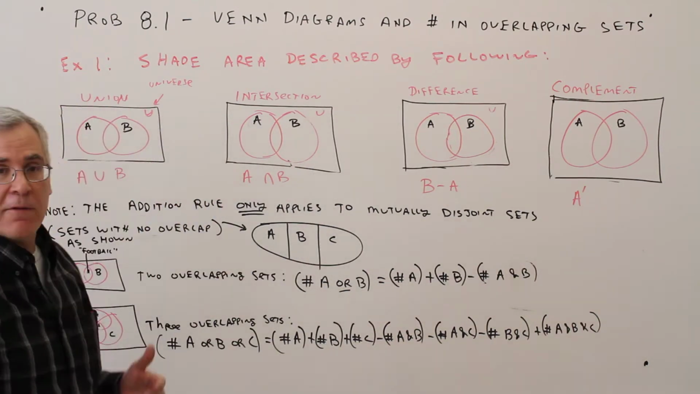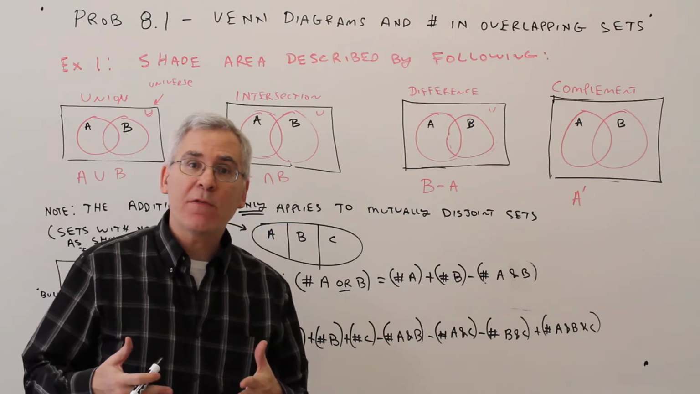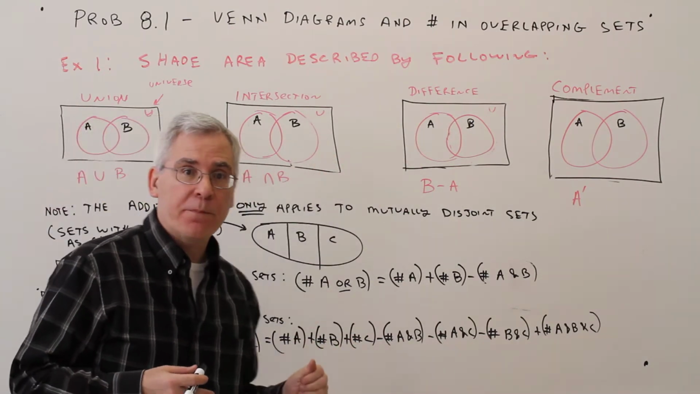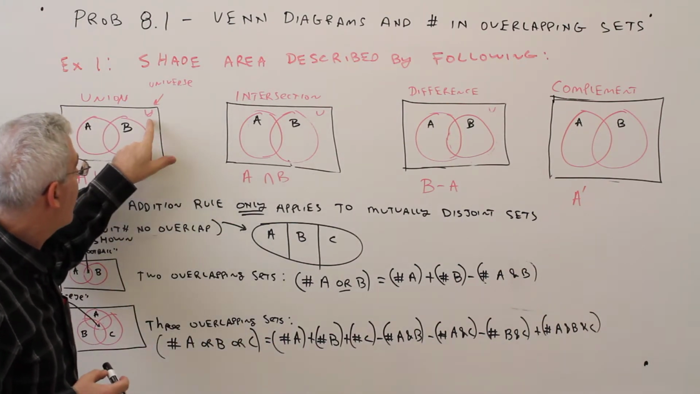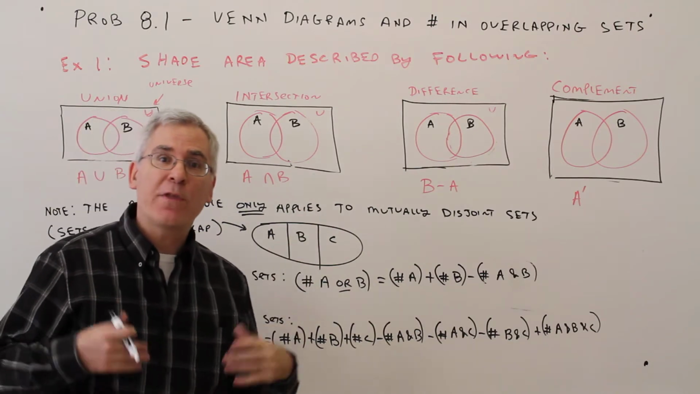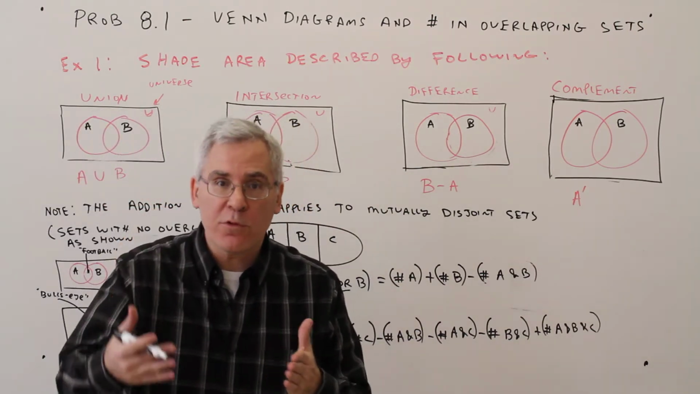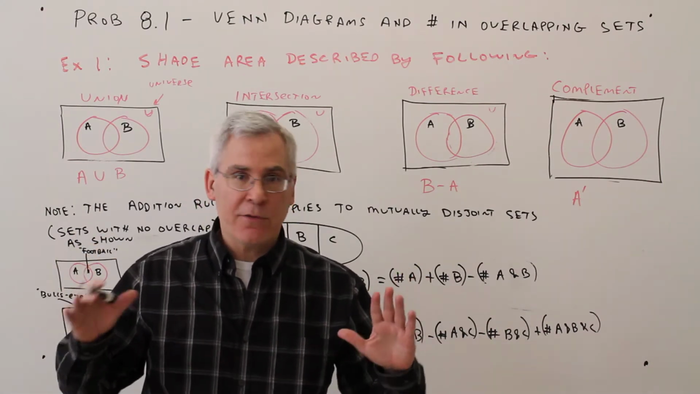Welcome to probability video 8.1, Venn diagrams and the number of elements in overlapping sets. So let's start off with these four drawings of overlapping sets. Just to let you know, the U stands for the universe. The universe could be whatever it is you're talking about: the number of students in a classroom, the number of people on the planet, the set of all integers, anything like that.